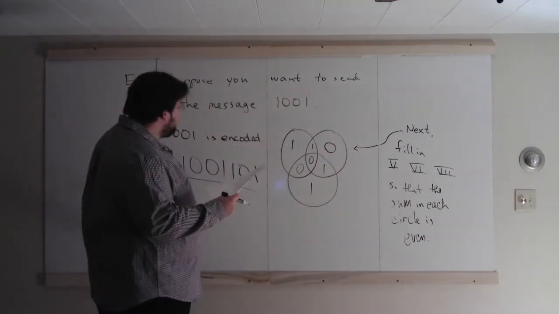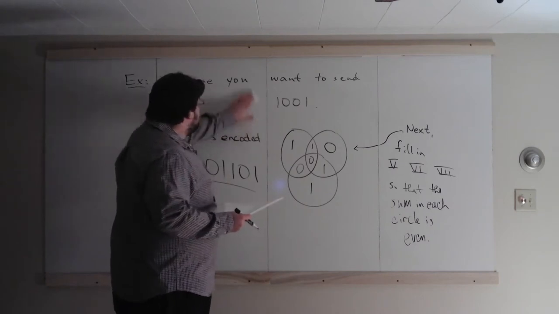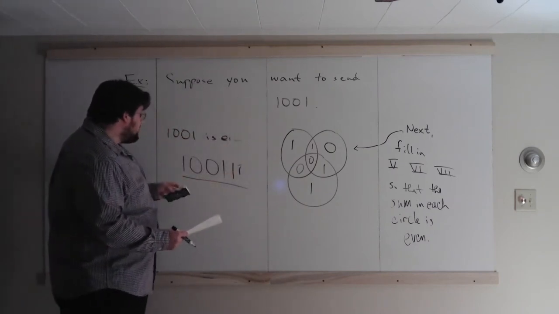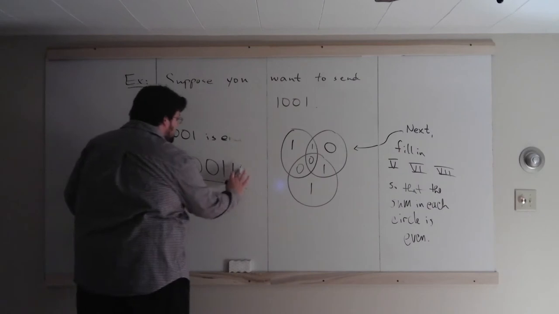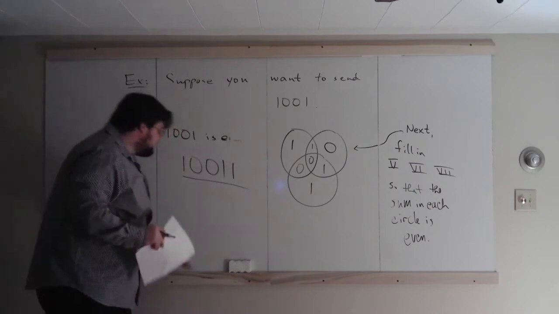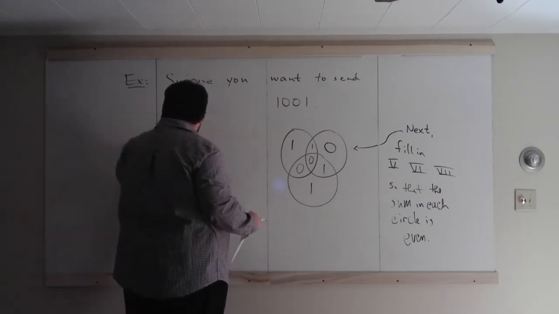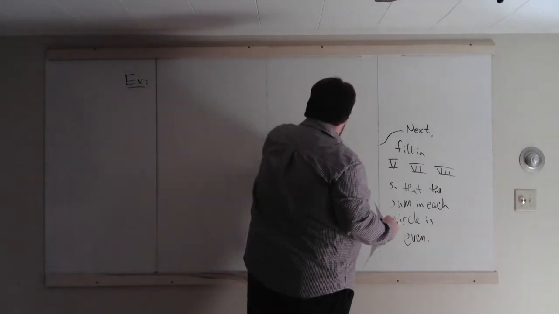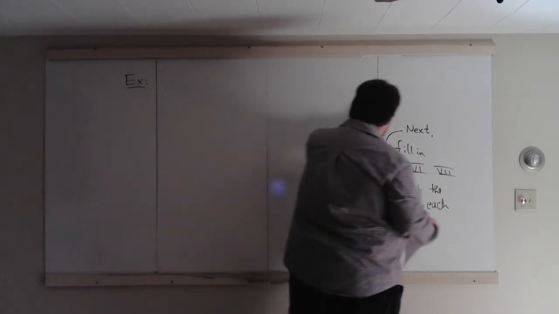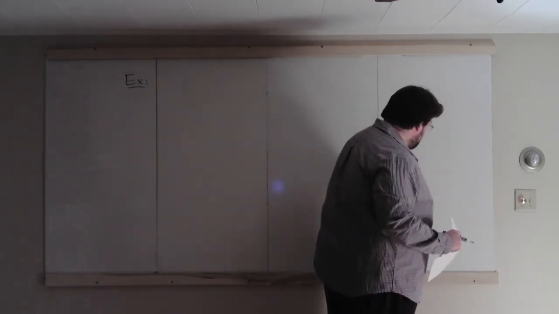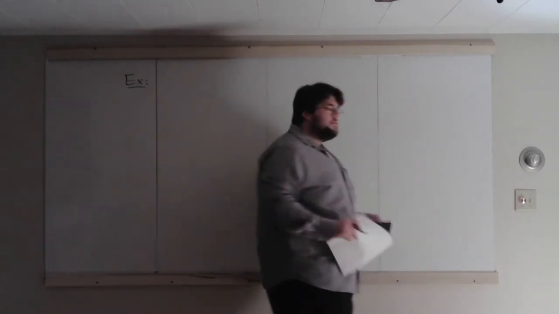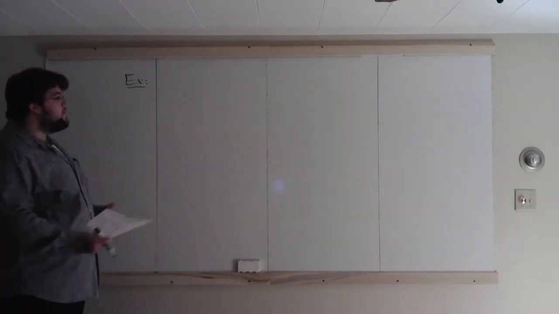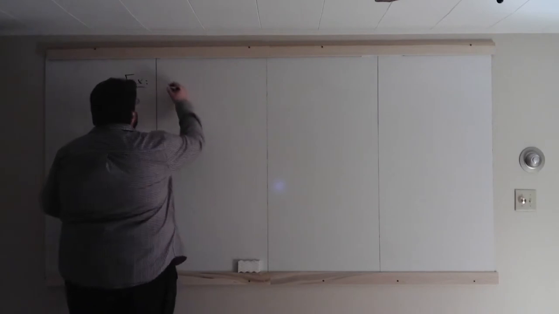So let's suppose instead of, what was the correct digit? I should leave that correct one up here. Nah, I'll just erase it and rewrite it. I have it written in my notes. So the idea here is the sum in each circle is even. So first we need to remember which order we labeled the pieces of the Venn diagram, and then we need to remember the sum in each circle needs to be even.